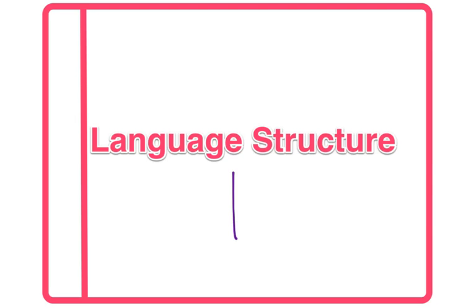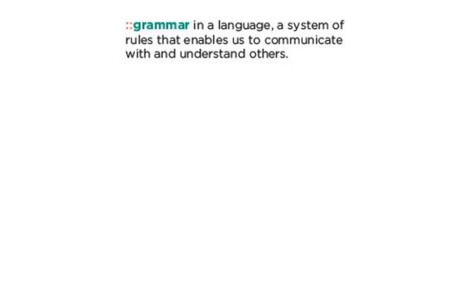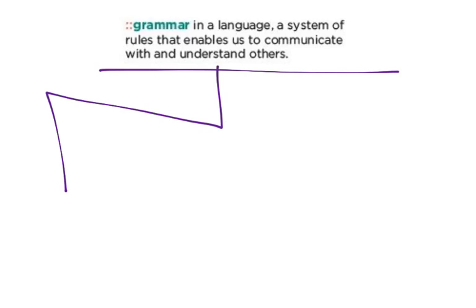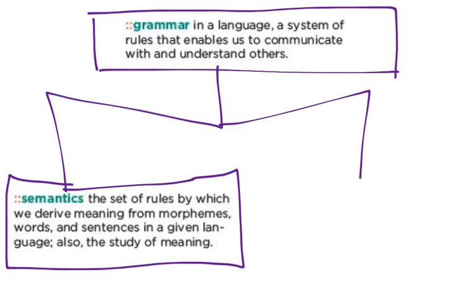In this lesson, the second one on language structure, we're going to talk about grammar, syntax, and semantics. So the definition of grammar is, in a language, a system of rules that enables us to communicate with and understand others. Now, grammar is comprised of two categories. First category that we have is what is known as semantics. As you can see here, defined as a set of rules by which we derive meaning from morphemes, words, and sentences in a given language, also the study of meaning.